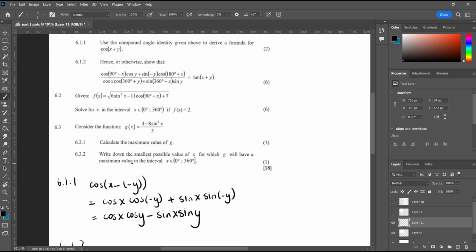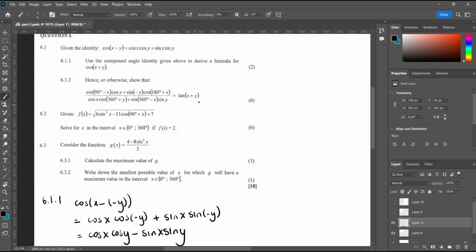It's an identity, so for tangent of x plus y, I would want to show that this would equal, because we don't have any tangent here, we want to show this is sine of x plus y over cos of x plus y. That's what will take us back to tangent.